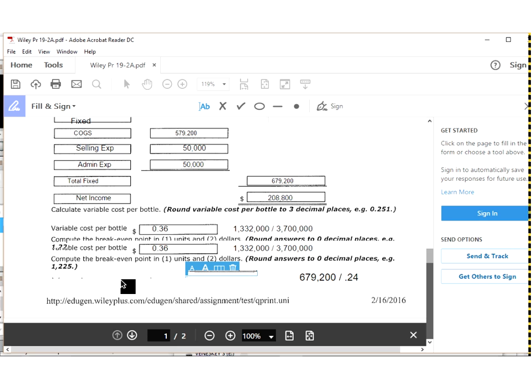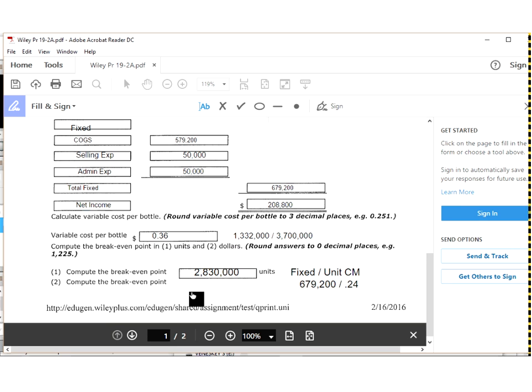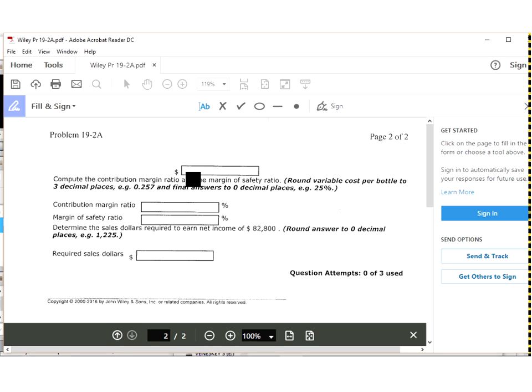Now the last item here, and the box is on the next page, but I'll go ahead and write it in on this page. Compute the break-even point in dollars, as you can see the little dollar sign. Let's put it over here, we have more room. Remember with this is fixed costs, and instead of dividing it by the unit contribution margin, we're going to divide it by the contribution margin ratio.